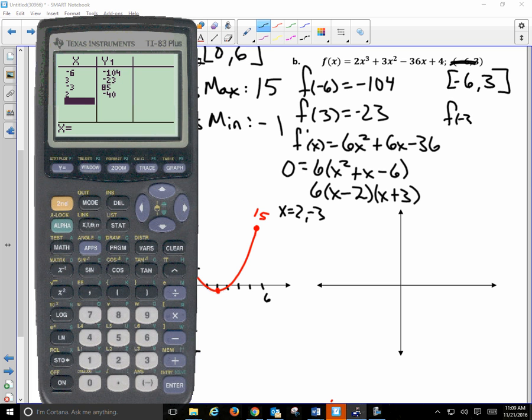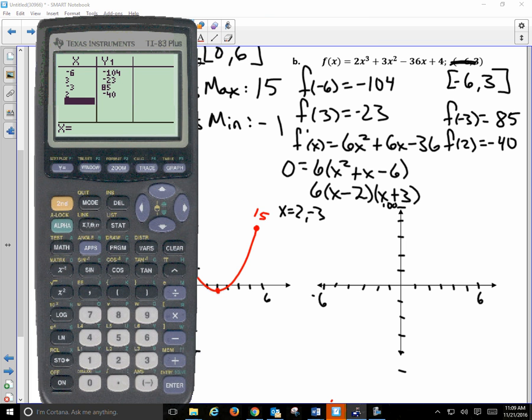So I'm going to plug those values back in. I have f of -3 is 85, and I have f of 2 is -40. And I know that you don't have to make the graph to understand. I just want you to get the visual of what's going on. Say each of those is 20. So I have -6, -104.